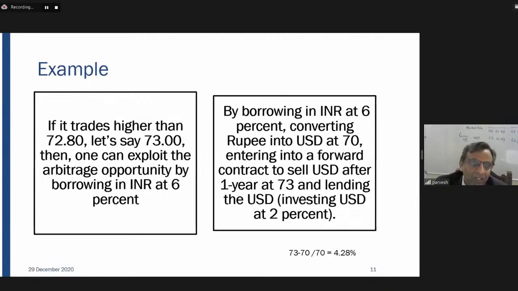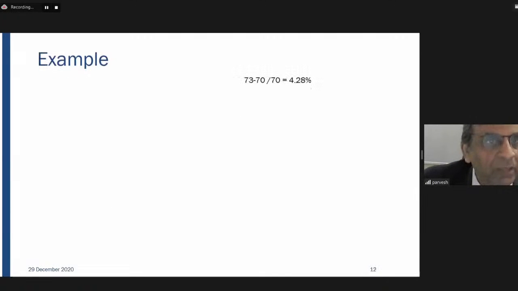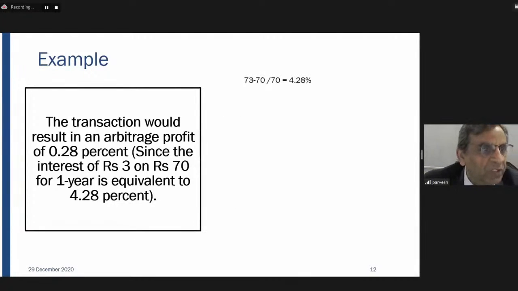So at that time you will get 73 rupees later. When you took your money out from India, you were getting 70. So you have already gained 4.28%. Look at the bottom of the screen. So 73 minus 70 upon 70. So by simply taking money out and bringing it back to India after 1 year, you are making 4.28%. So which means if you look at the maths, the transaction would result in an arbitrage profit of 0.28%.